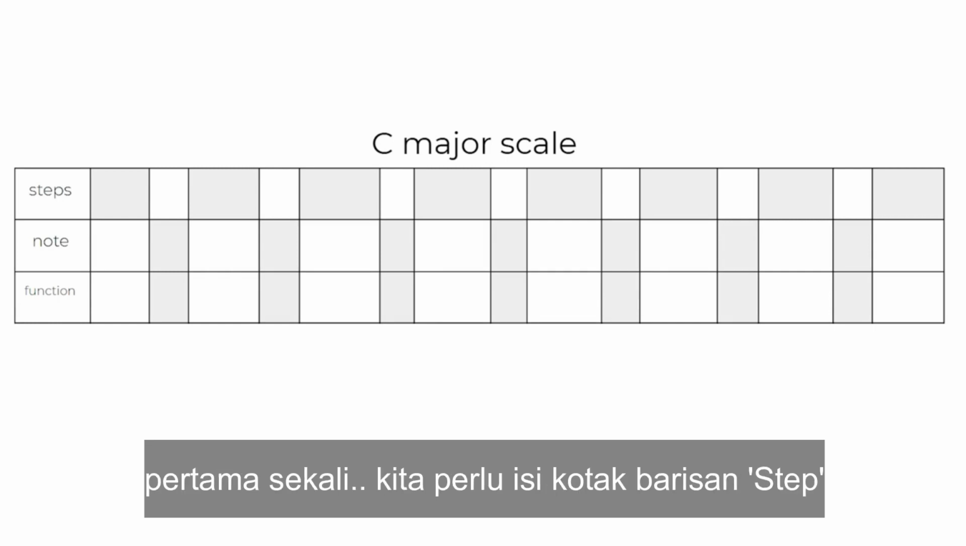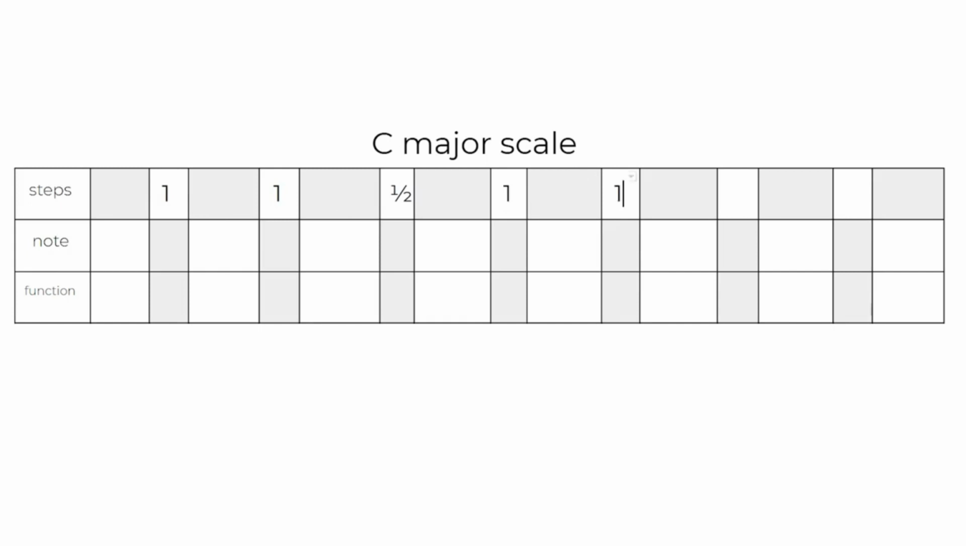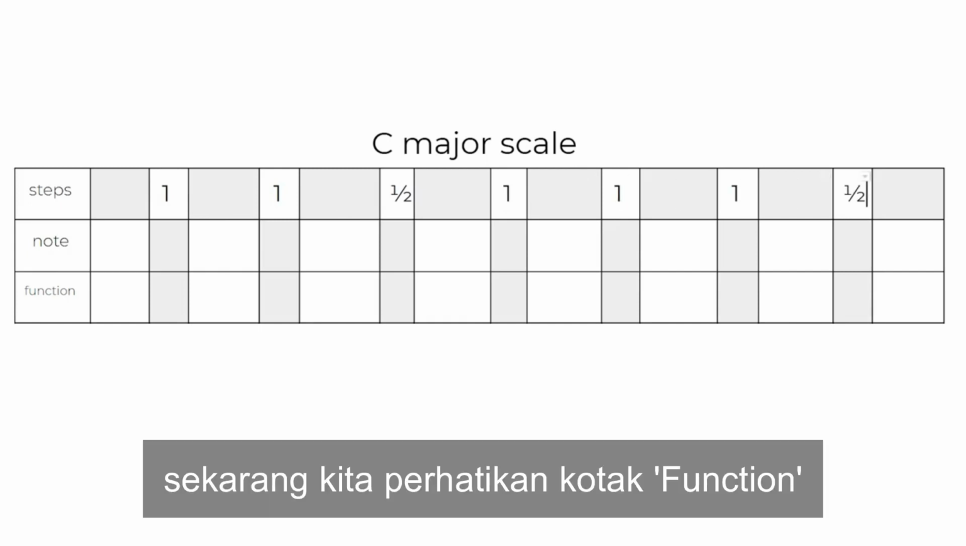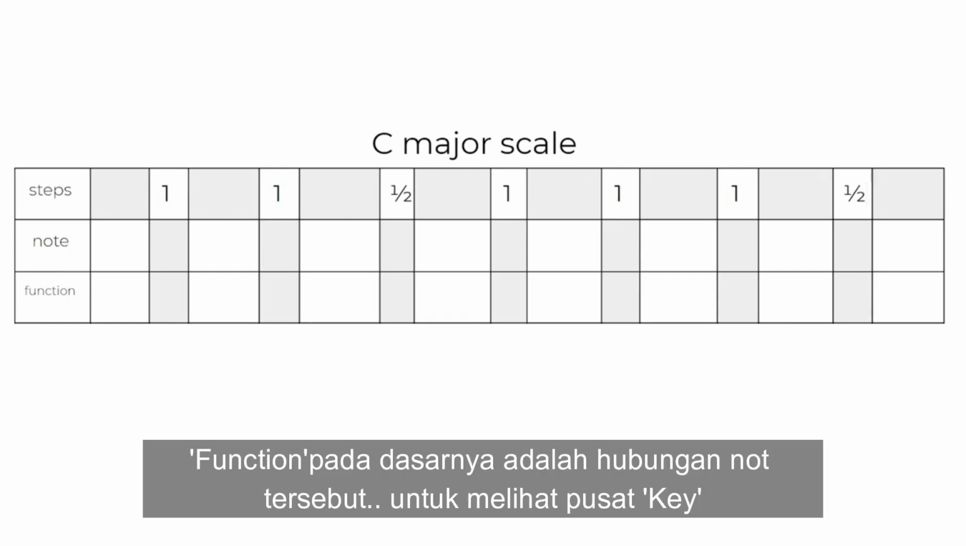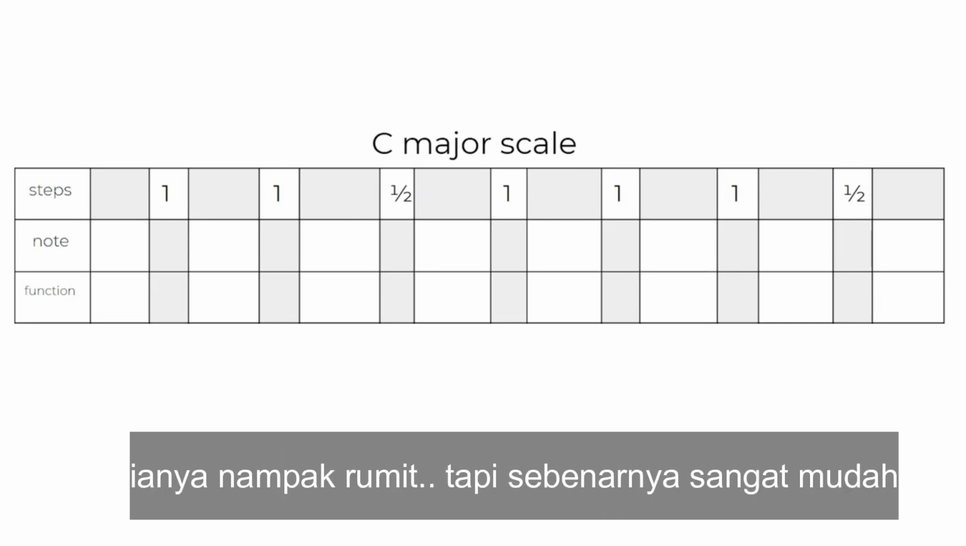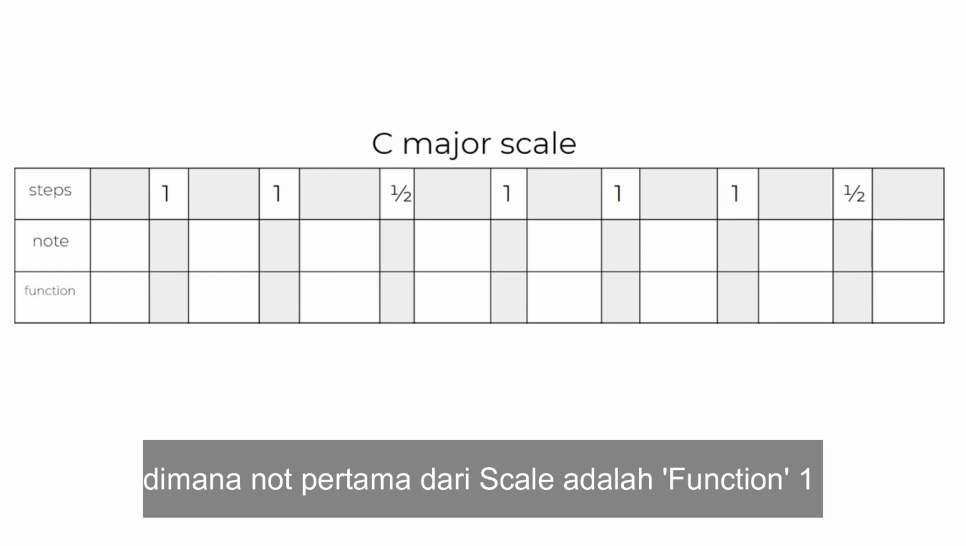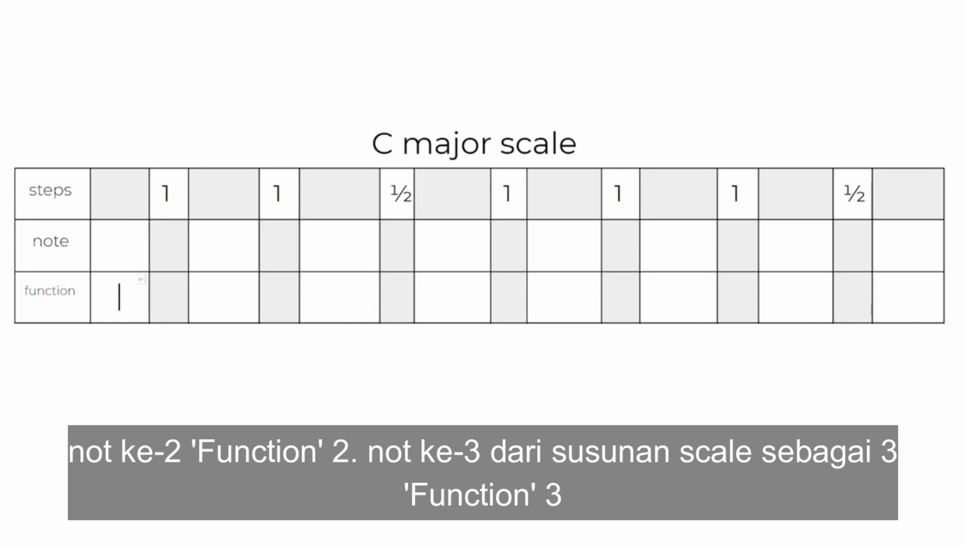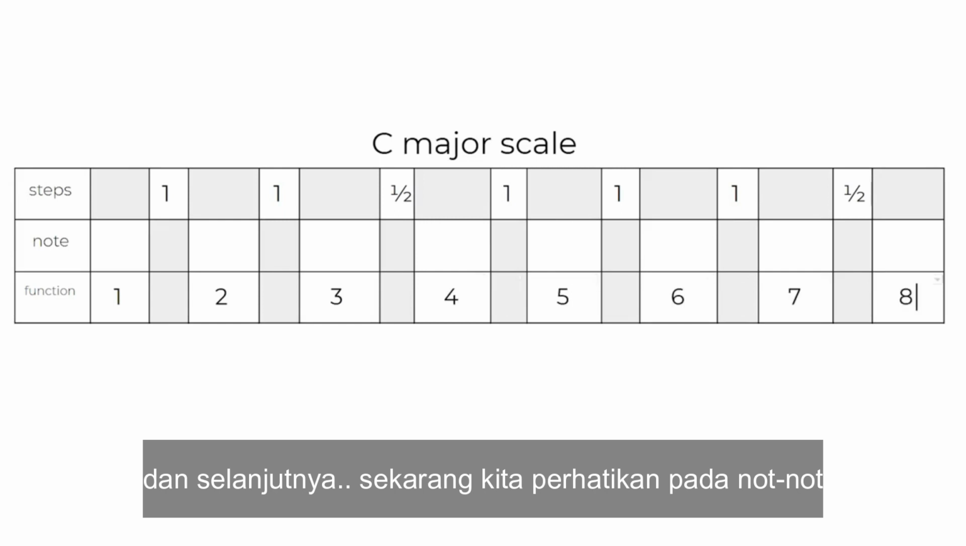So first we need to fill in the steps, and we said earlier it's whole, whole, half, whole, whole, whole, half. And now we take a look at the functions. A function basically is the relation of that note towards the key center. It seems to be complicated, but it's very easy. The first note of the scale has the function 1. The second note of the scale has the function 2. The third note of the scale has the function 3, and so forth. And now let's take a look at the notes.